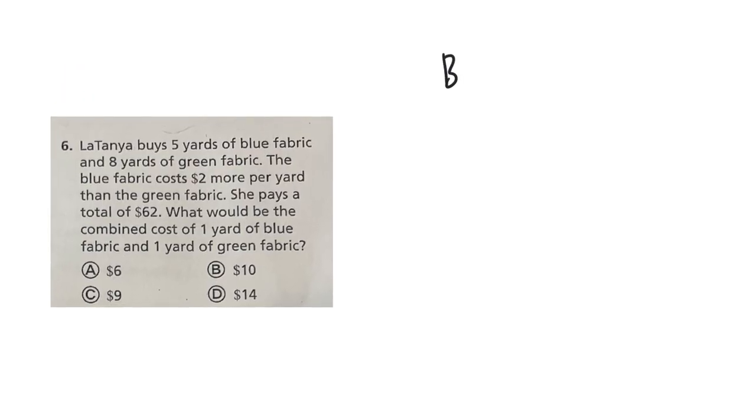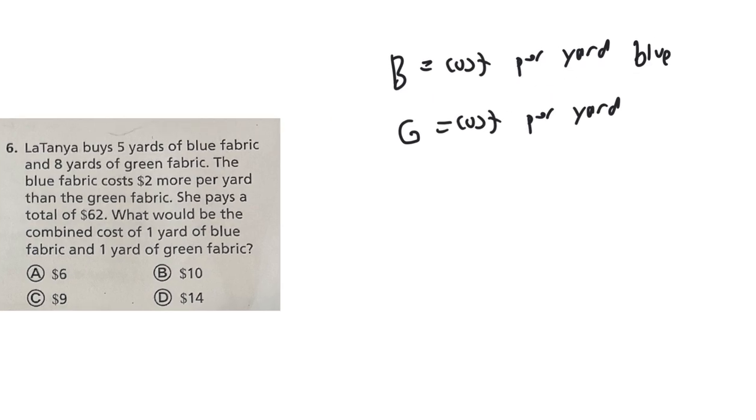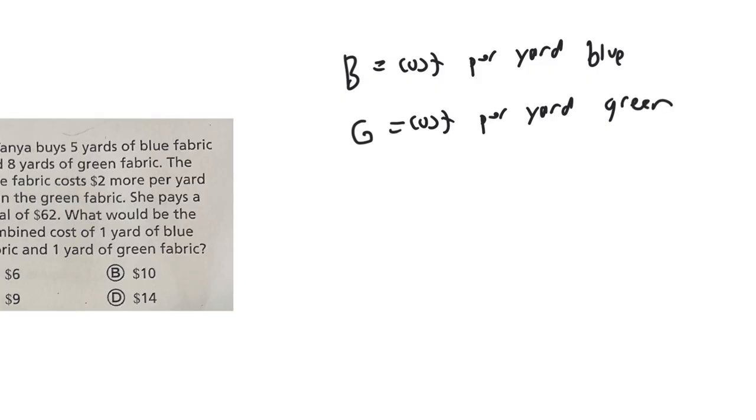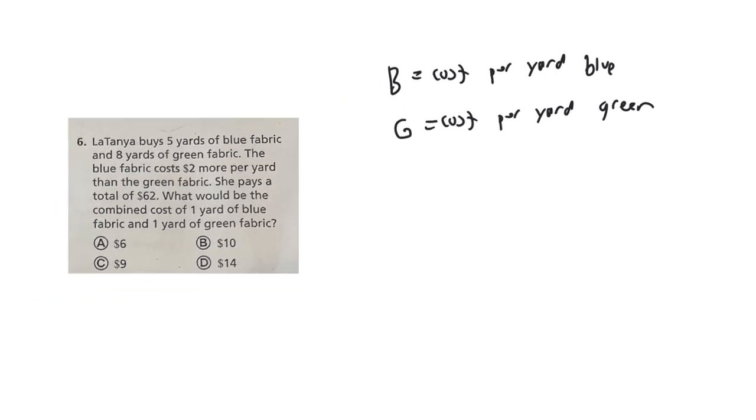So we could say B is the cost per yard of blue, and G is the cost per yard of green. And ultimately, we want to find the combined cost of 1 yard of blue and 1 yard of green. So ultimately, our goal is to add B plus G and find out what that is.